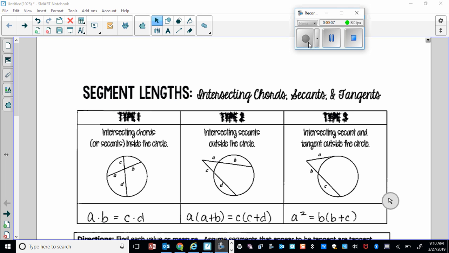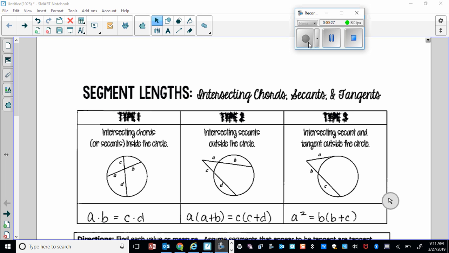Imagine we did all this. All right, this is another one where we have to do formulas, which would not be given to you on the formula sheet on the SLO. So you just have to try your best to memorize as much as you can. All right, segment length, intersecting chords, secant, and tangent.